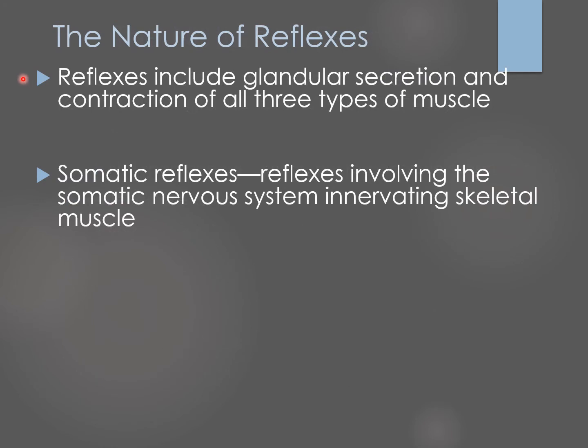Your reflexes, the response to the stimulus, can be a secretion from a gland, or it can be a contraction of any of the three types of muscle. Somatic reflexes involve the somatic nervous system. They're innervating skeletal muscle, that is the muscle that normally you move voluntarily.